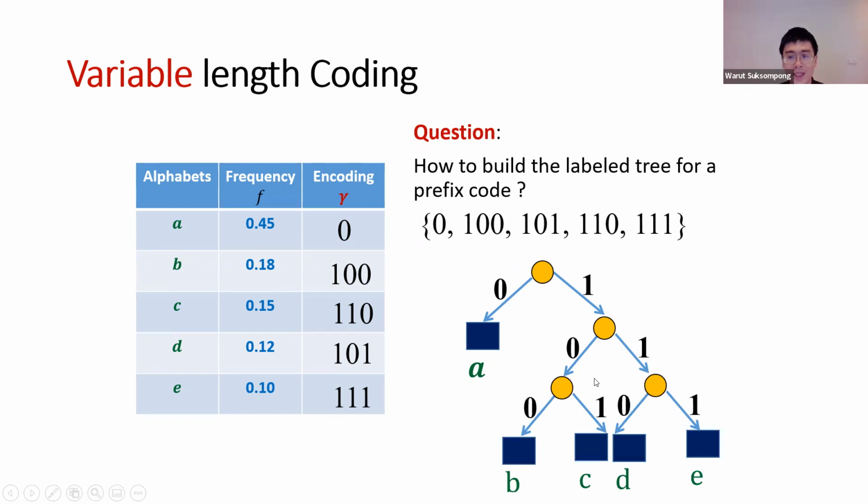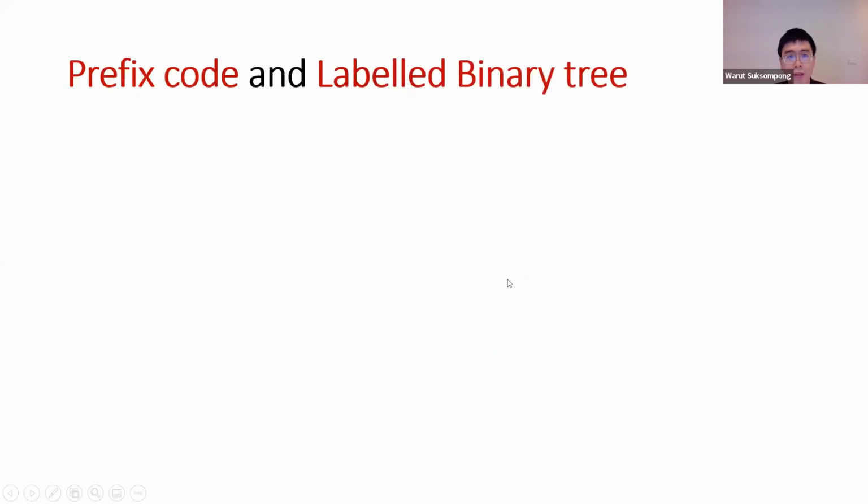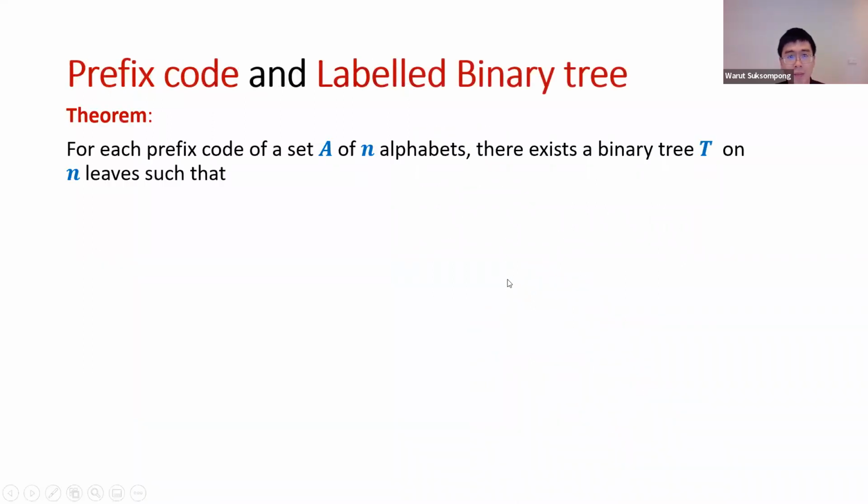You put in B, C, D, E, and you'll see that this tree is consistent with the table, right? With your encoding, because A is just 0, and then B is 1, 0, 0, C is 1, 0, 1, and so on, right? D is 1, 1, 0, E is 1, 1, 1. This is consistent with your table. So okay, we have this correspondence.